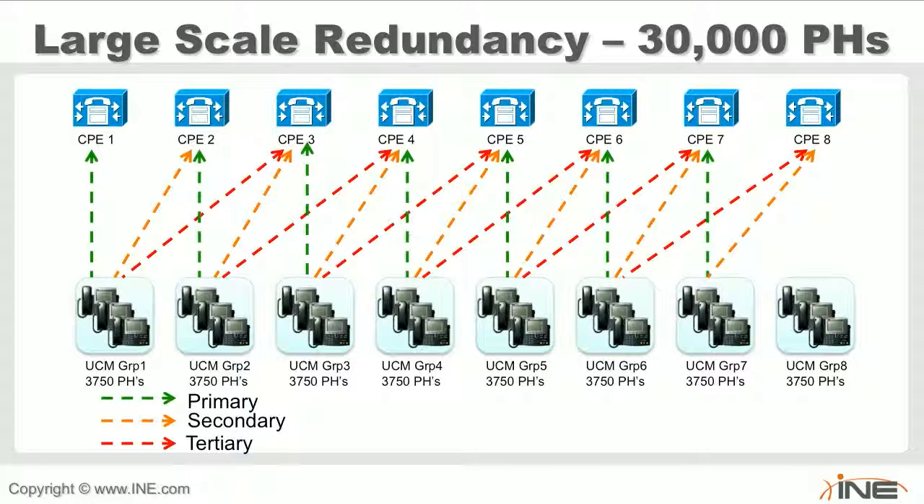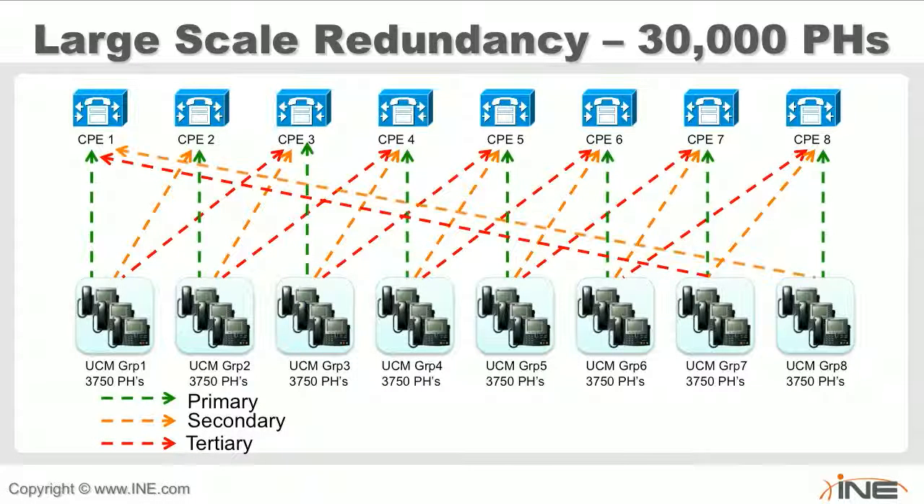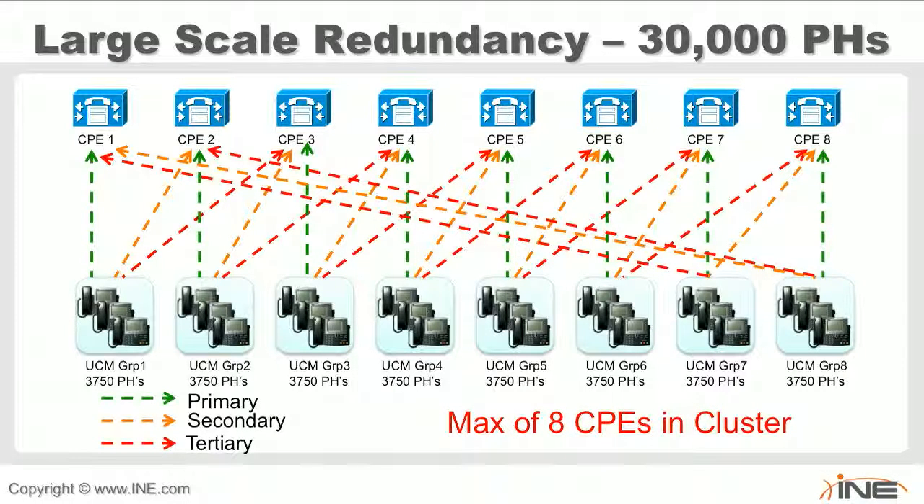Every single call processing node only has one primary, and it serves as one group backup and one group tertiary. So it has a maximum of 3 times 3,750 phones. Now, what about when we get to group 7, who's its tertiary? Its tertiary is CPE 1. Group 8, primary is CPE 8, secondary is CPE 1, and tertiary is CPE 2. Every group still has a single primary, a single secondary, and a single tertiary. Again, a maximum of 8 call processing engines in a cluster.